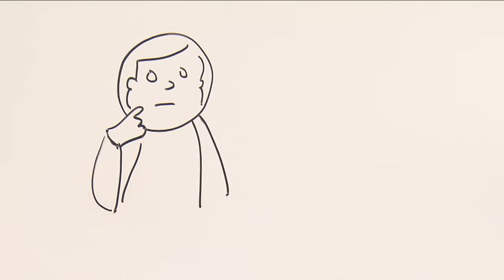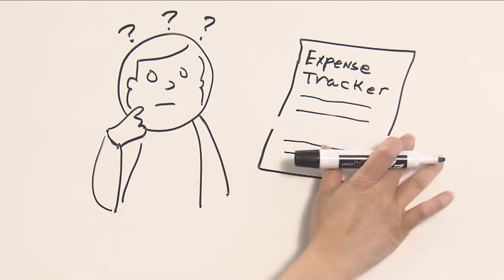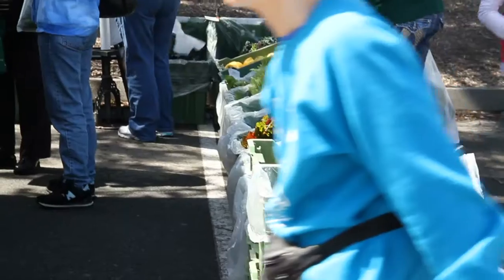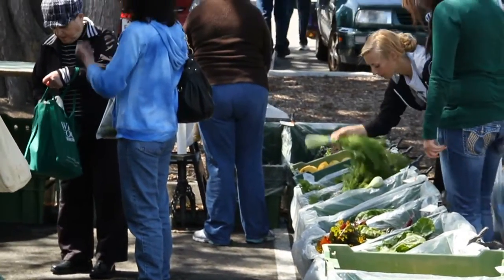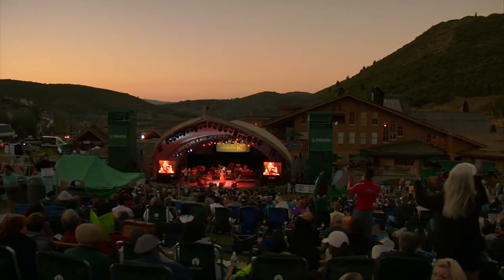What am I looking for on my Expense Tracker worksheet? Where you can cut spending and how much you can cut. Good places to start looking are in the discretionary categories like food, clothing, personal care, and entertainment.